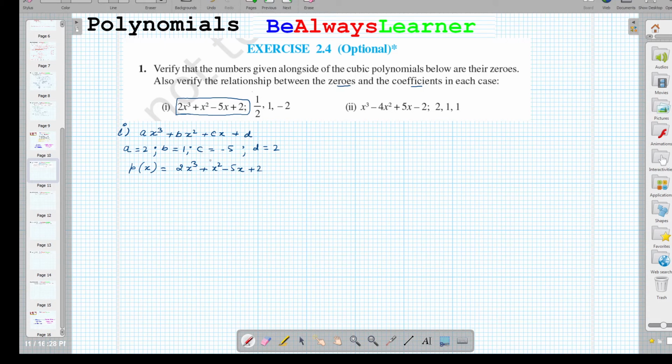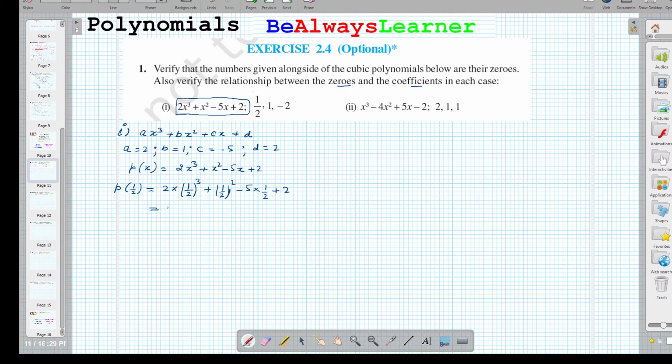Now, first of all, we are going to put the first value there. The value of x is 1 by 2. So, we can write p(1/2) equals 2 into (1 by 2) cube, here we are putting the value of x, plus (1 by 2) raised to the power 2 minus 5 into 1 by 2 and plus 2. That's how we can write it.